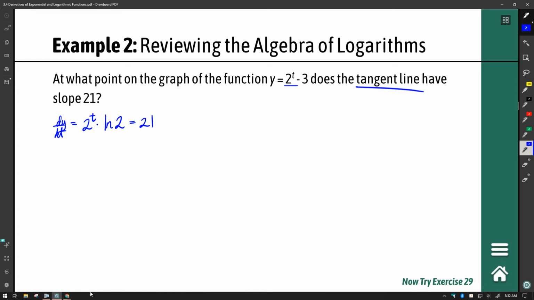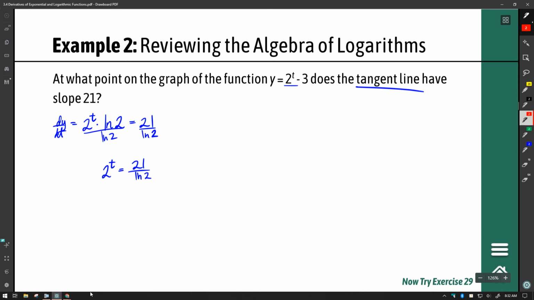Now, we could use the calculator solve function and figure out an approximation for t, but just for practice, let's try to do this a little bit with logarithm properties and solve for t algebraically. I think the first step to solve for t is to divide both sides by the natural log of 2. Now we have 2 to the t equals 21 over the natural log of 2. Next, we want to take t out of the exponent and move it back down to the line.